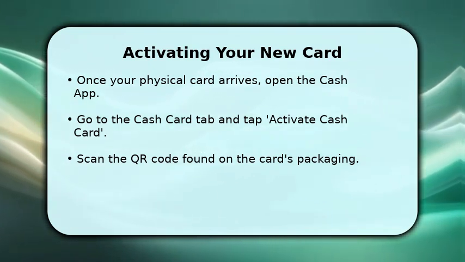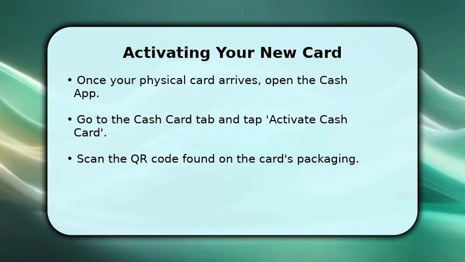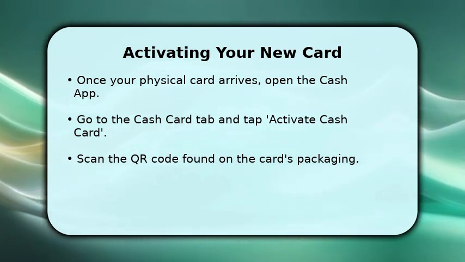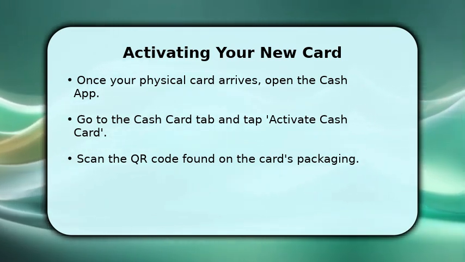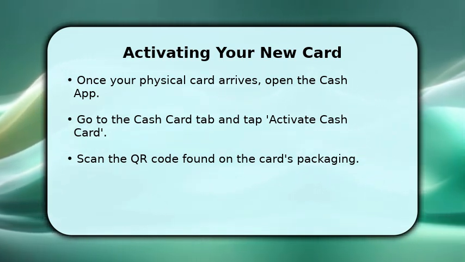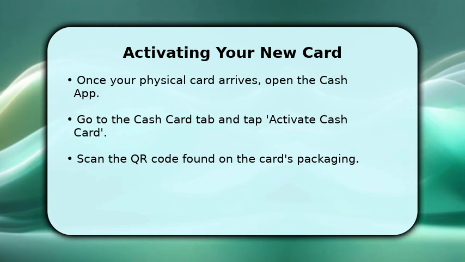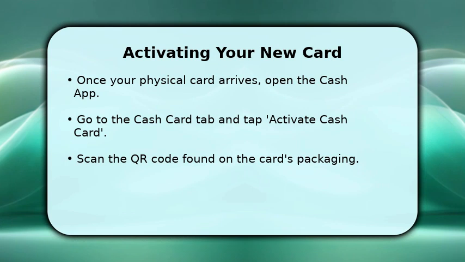Open the Cash App again and go to the Cash Card tab. You will see an option to activate Cash Card. The easiest way is to scan the QR code located on the card's packaging. If scanning isn't possible, you can manually enter the card's CVV number and expiration date. After this quick step, your new Cash Card will be fully activated and ready for all your purchases.